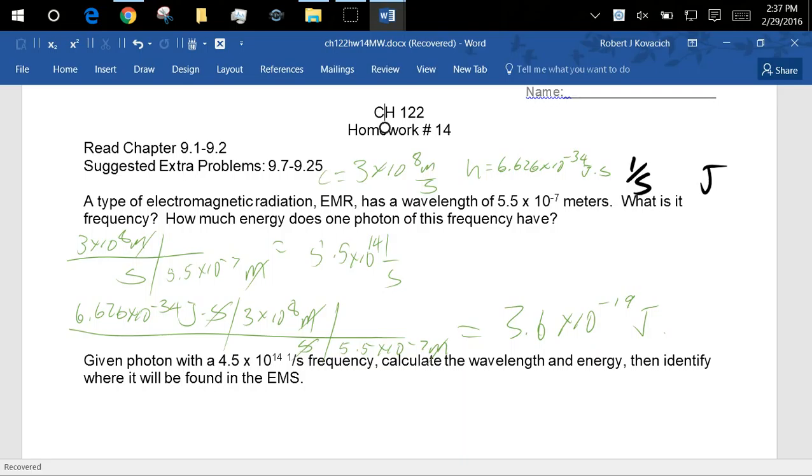That 3.6 could be 3.5. So number one, or A, will be 5.5 times 10 to the 14th, and B will be 3.5 times 10 to the negative 19th. And D will be what we have. And it's okay to do that on a multiple choice test because they gave you the answer.